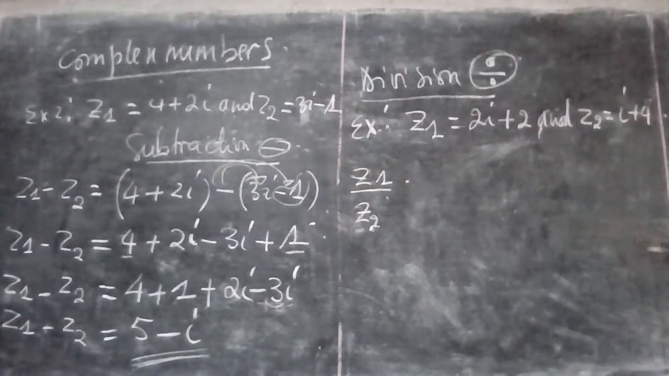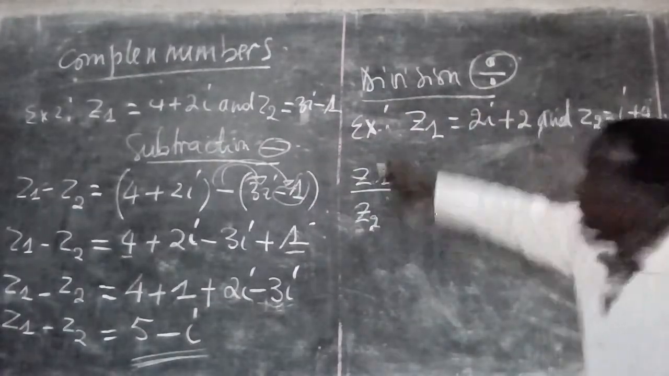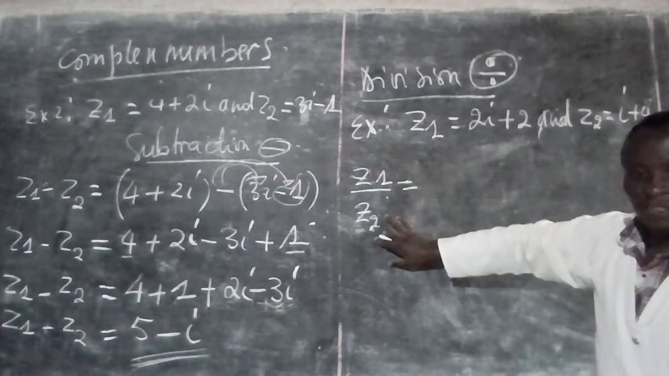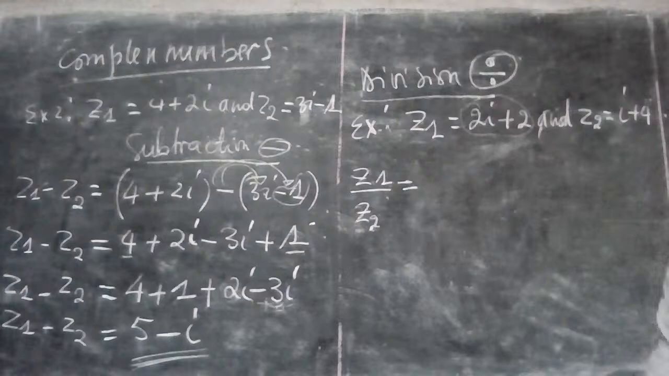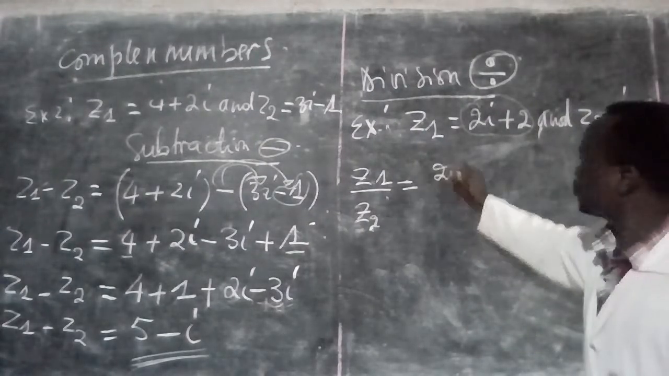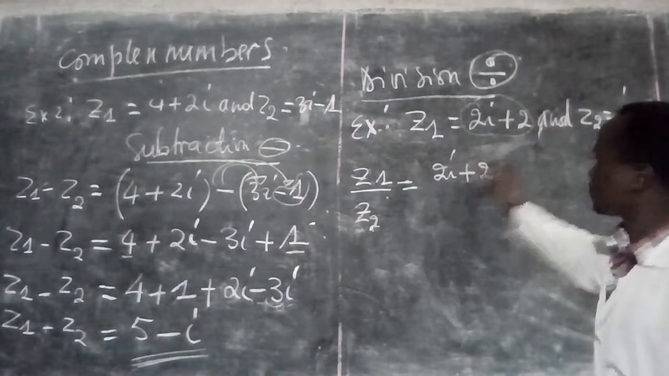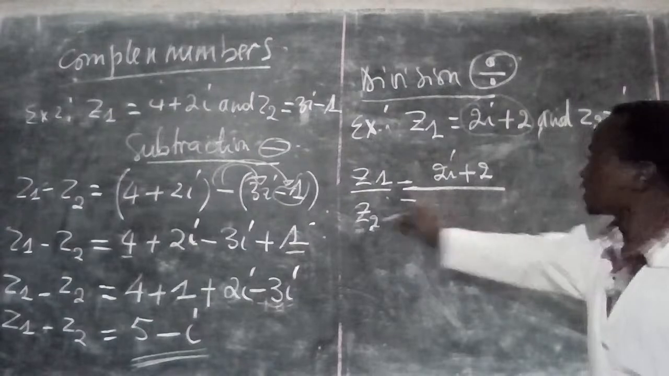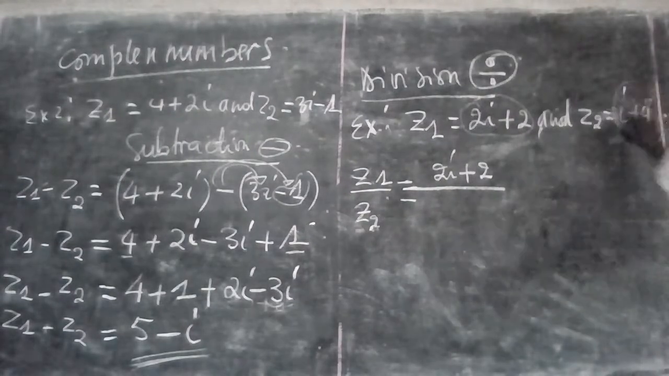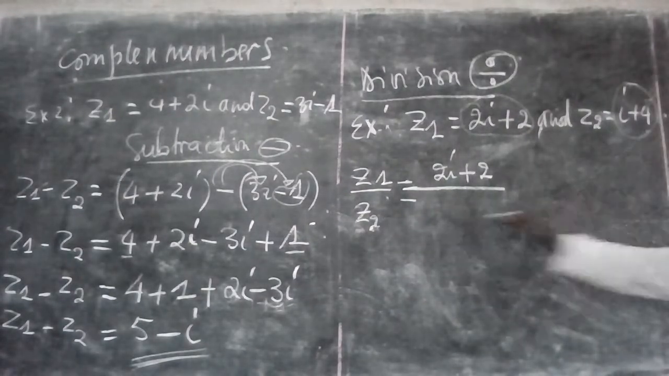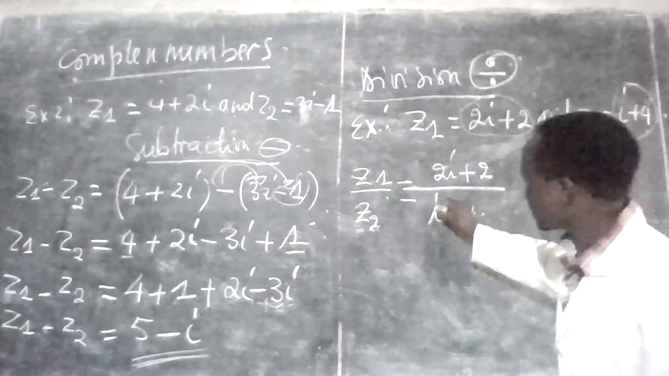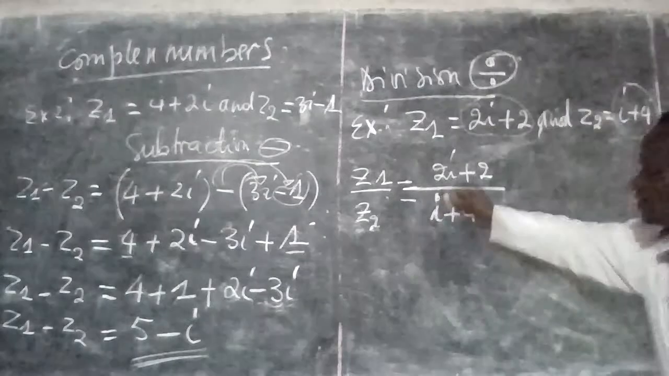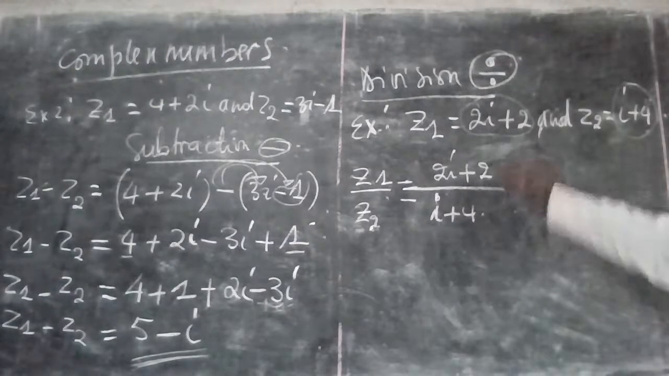Let us continue. Now we have Z1 over Z2. This will be equal to, as our first complex number, 2i plus 2, over Z2, which is i plus 4. Yes? Now we are in division of complex numbers.